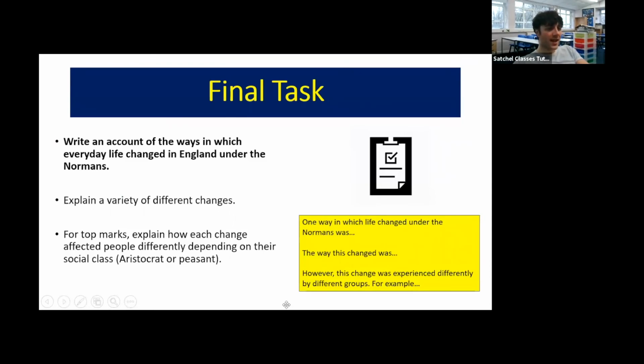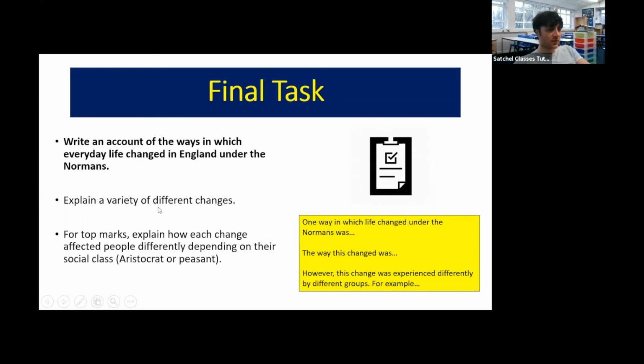Okay, we've come towards the end of the lesson now, and we're going to do a final task, which if you're doing the AQA unit, is done in the style of an exam question that you might conceivably get on a paper. So the question is, write an account, which means kind of tell the story, of the ways in which everyday life changed in England under the Normans.